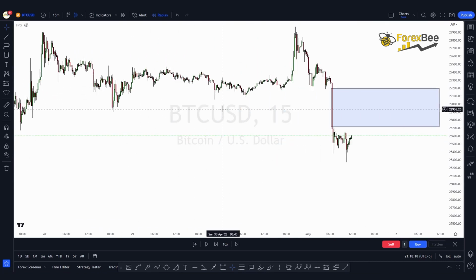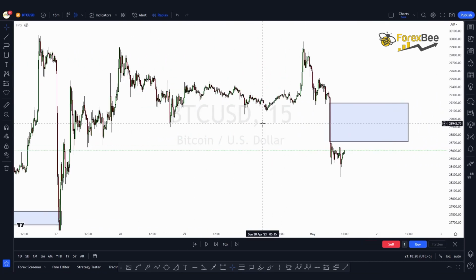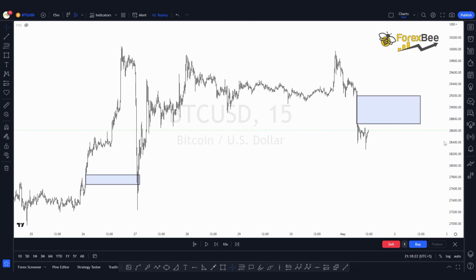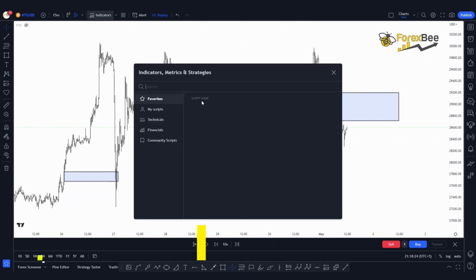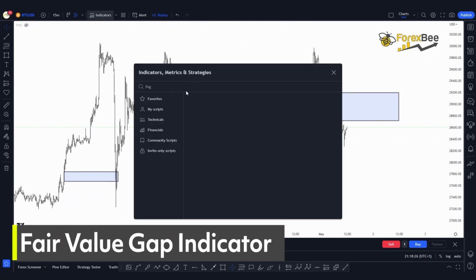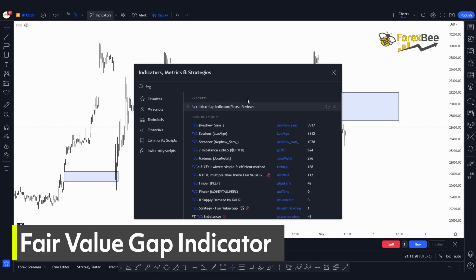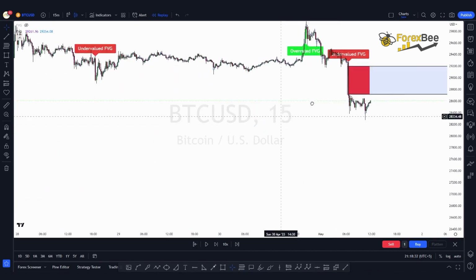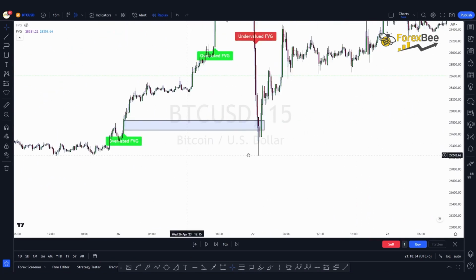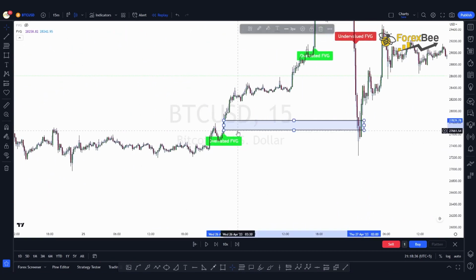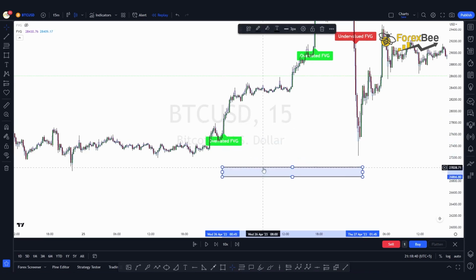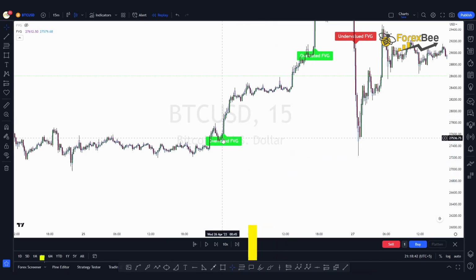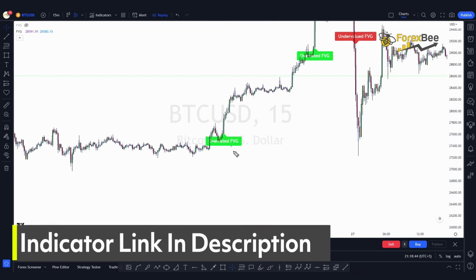Now these are the manual ways to detect the fair value gaps in the market. There is an automated way as well: you can use our fair value gaps indicator to detect the fair value gaps automatically on the chart. Let me go ahead and apply this. As you can see, as soon as I hit apply, the indicator automatically detected these fair value gap zones. Let me remove this rectangle so that you can see it better. Here we can see the indicator indicated that there is an overvalued fair value gap.